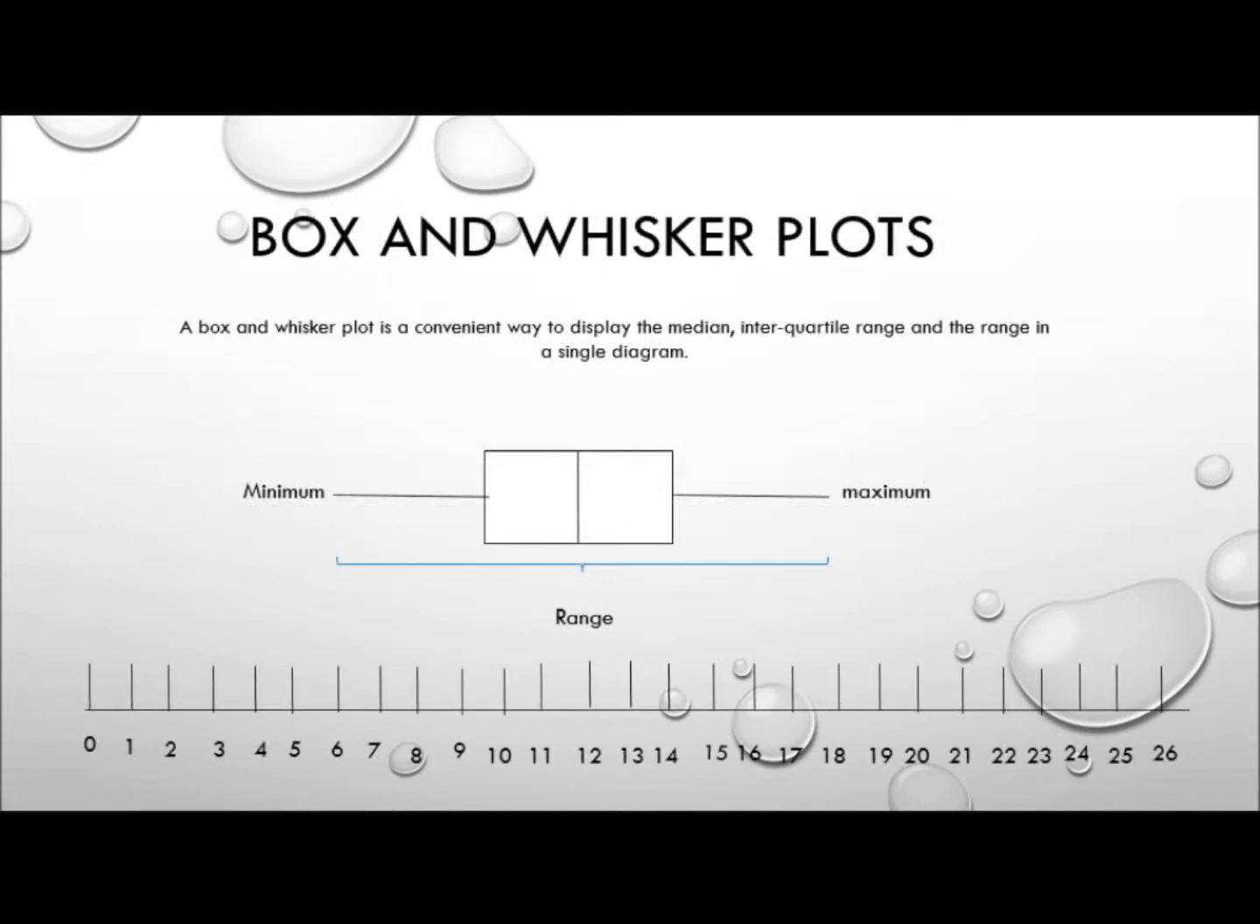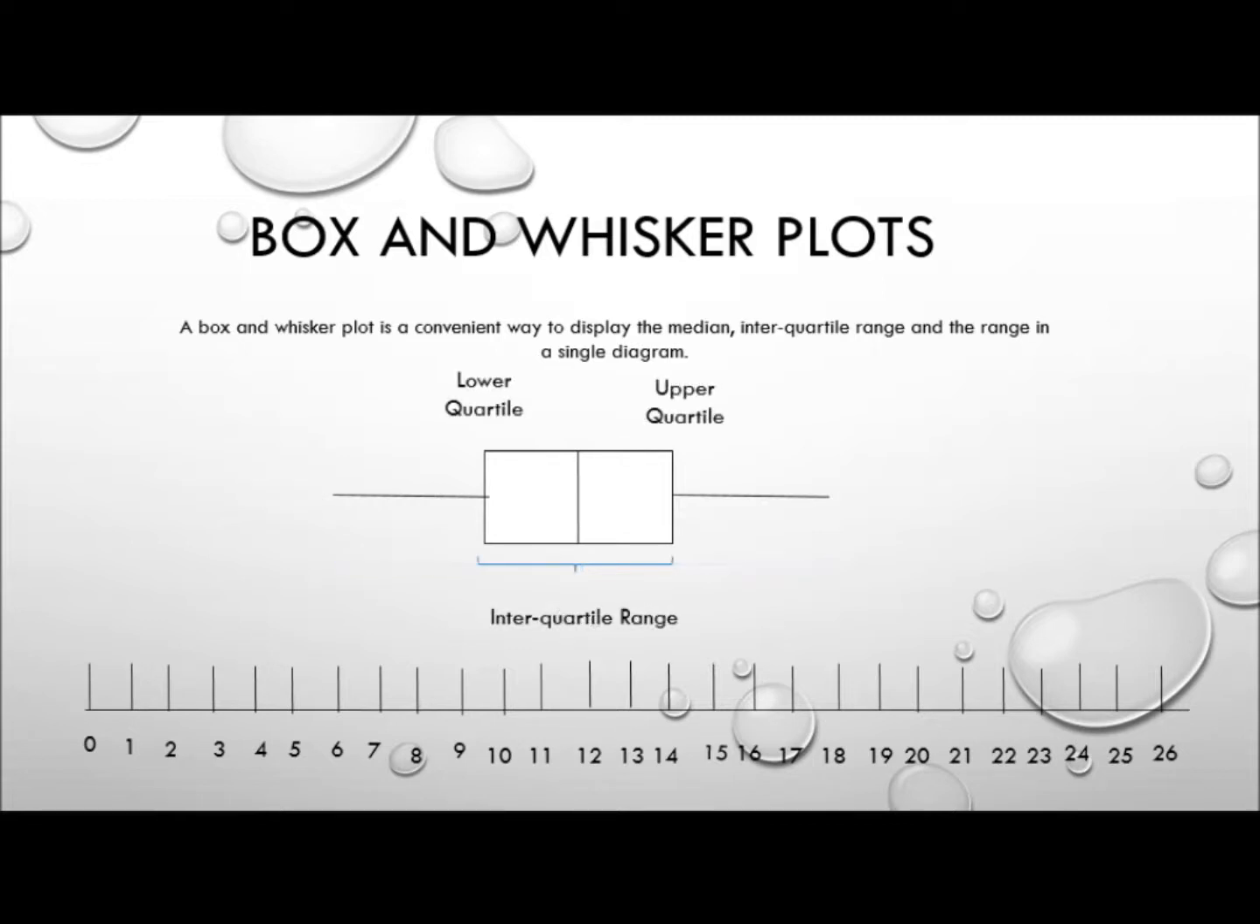Okay, so a box and whisker plot, unsurprisingly, consists of a box and some lines that look a bit like cat's whiskers. The whiskers are lines that go from the edge of the box to the minimum and maximum values respectively. And of course the difference between the maximum and the minimum is the range. So the length of the entire diagram, from one whisker all the way through to the top of the next whisker, will give you the range.